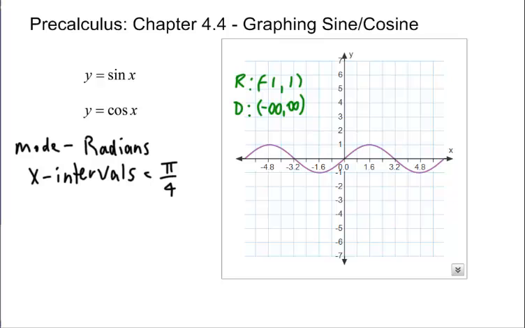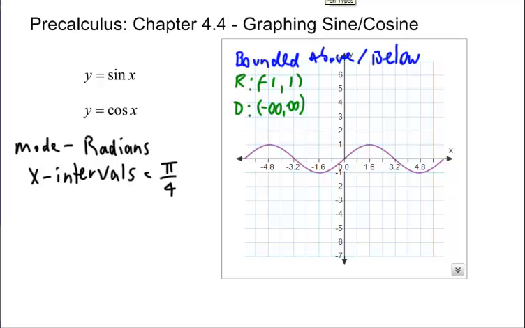Okay? Notice there's no asymptotes. There's no points of discontinuity. It is continuous. There's no vertical asymptotes. It is bounded above and bounded below, because of this range. And it's just a really interesting graph. This is what your base graph is going to look like for your sine curve.